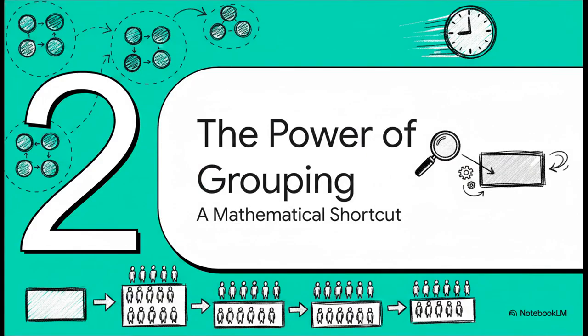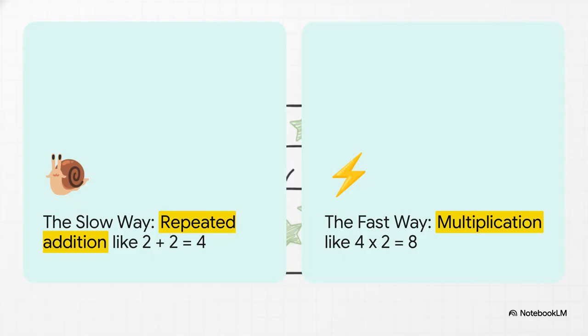Which brings us to our first major solution in section 2, the power of grouping. Because when the world moves too fast to count things one by one, we've got to change our strategy. Think about the difference here. The slow way is repeated addition. 2 plus 2 plus 2 plus 2 equals 8. I mean, sure, it works, but it's incredibly tedious. The fast way, though, the ultimate shortcut, is identifying that we literally just have 4 groups of 2, which instantly gives us our multiplication fact. 4 times 2 equals 8.